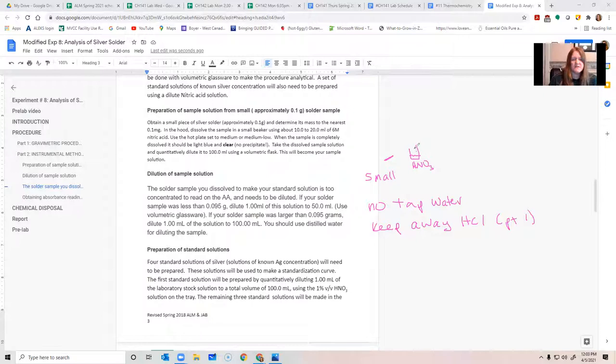That's not the dilution. The first dilution you do is to quantitatively transfer all of that material into a 100 mil volumetric flask. Quantitative transfer is where you pour the first batch in and then rinse it with some more liquid into this flask three to four times. That way we are certain we are getting every last speck of the solder from this beaker into the first flask. Then you will take a 1 milliliter pipette and transfer to dilute one more time, so another 100 mil flask. And this solution is what you're going to use in week 12 to test on the instrument, okay?